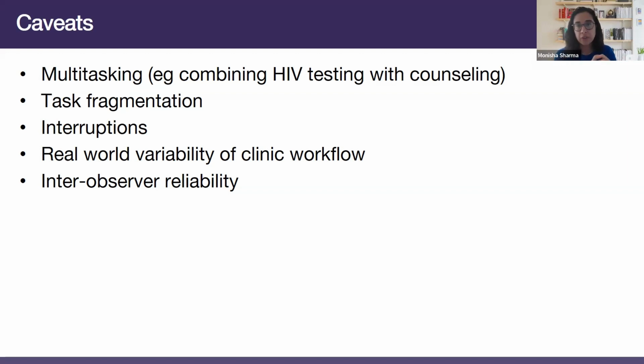And there's also just real-world variability in workflow. There are things that will just be different across providers and across work styles, so you will end up with a rough approximation of how long a task takes, because different people are going to do it differently, in different clinics, and places are going to do it differently. There are some ways to calculate inter-observer reliability that's becoming more common in the literature, that you could also decide to do as well.